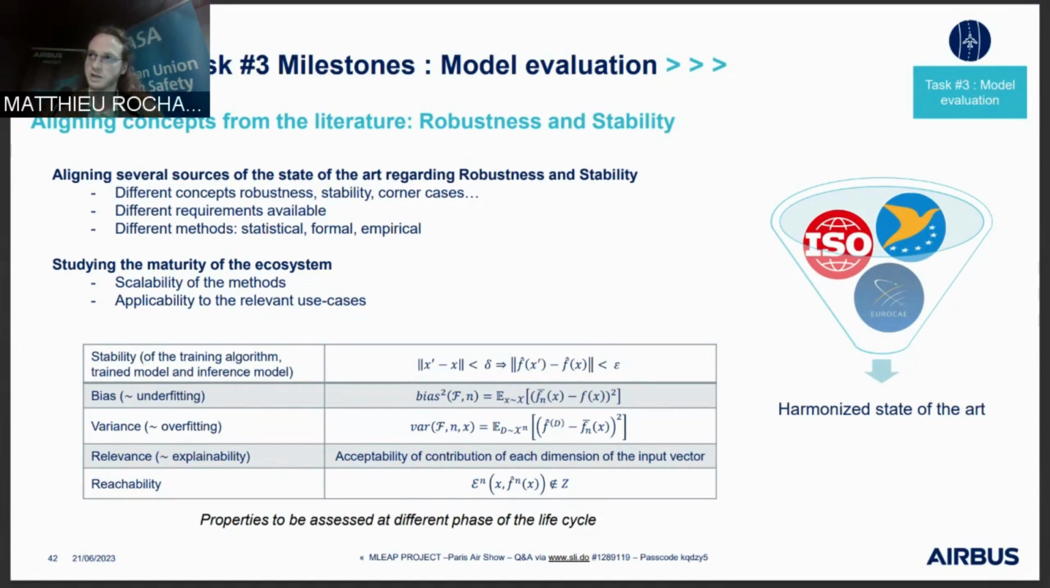And so we can make an alignment between the two and have common ground in order to have common requirements between a more generic, horizontal approach in the ISO and a more vertical approach, tailored for aeronautics, from the EASA. So even though there are different requirements, we can make them work together. In the ISO, we identified three main methods to address the topic of robustness and stability, which were introduced just before. So we're talking about statistical, formal, and empirical methods. I'm going to detail that a little bit after.